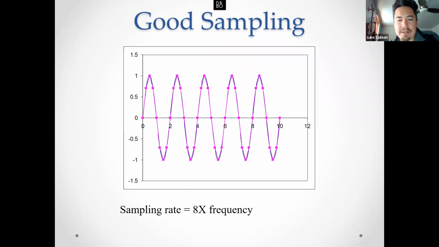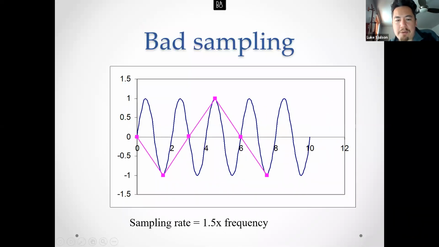So this is a good sampling. You can see there's the blue waveform underneath, the blue sine wave. If you sample here, you have 8 sample points per period of the wave. Then you can see you get this really nice reconstruction of the waveform, right? So this would be really bad.